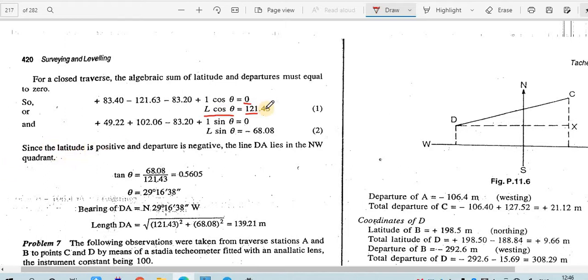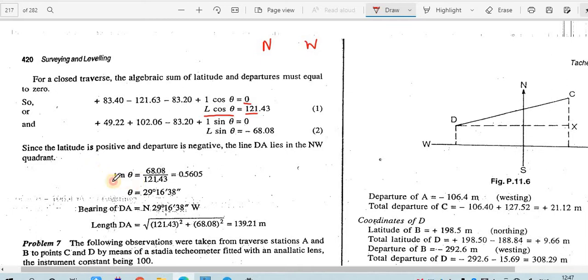Since the latitude is positive, latitude positive means what? It is showing a north sign. And since your departure is negative, that means it is a what? It is a west sign. That means the angle is somewhere in the northwest.